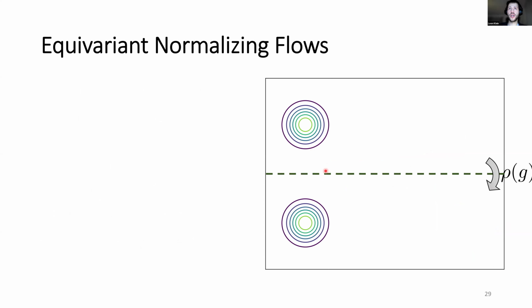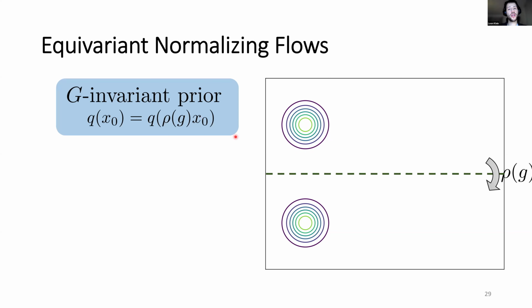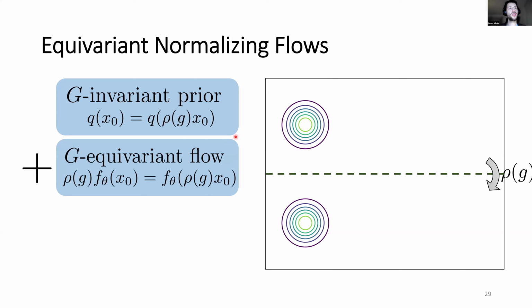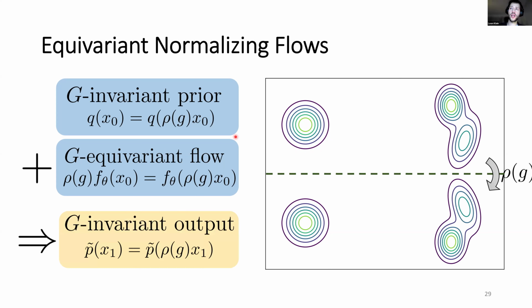So when we have a point here and reflect it down here, the probability of this point doesn't change. So this distribution is invariant. This is just because this is easier to show for reflections, but of course, usually we are more interested in rotations and permutations. So we have this invariant prior distribution, and now if we combine this with an equivariant flow, which is equivariant with respect to the same symmetry group, then the output distribution will have the same symmetries.